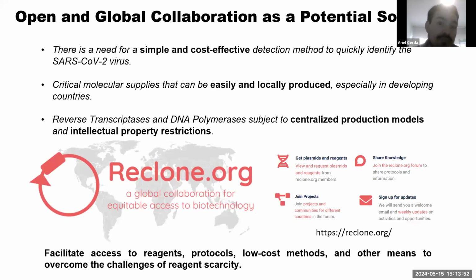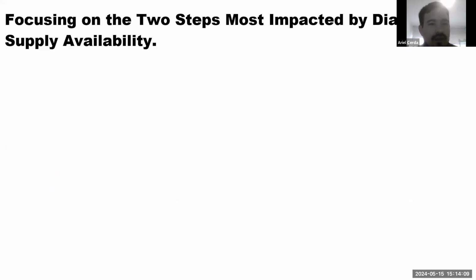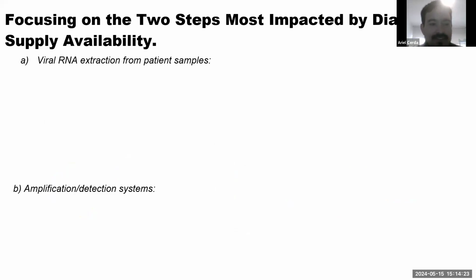This is where our involvement in the beginnings of Reclone comes into play, aiming to facilitate access to reagents, protocols, low-cost methods, and other means to overcome the challenge of reagent scarcity. Initially, we decided to focus on the two steps most affected by reagent scarcity in our country: the viral RNA extraction from patient samples and the amplification detection system.